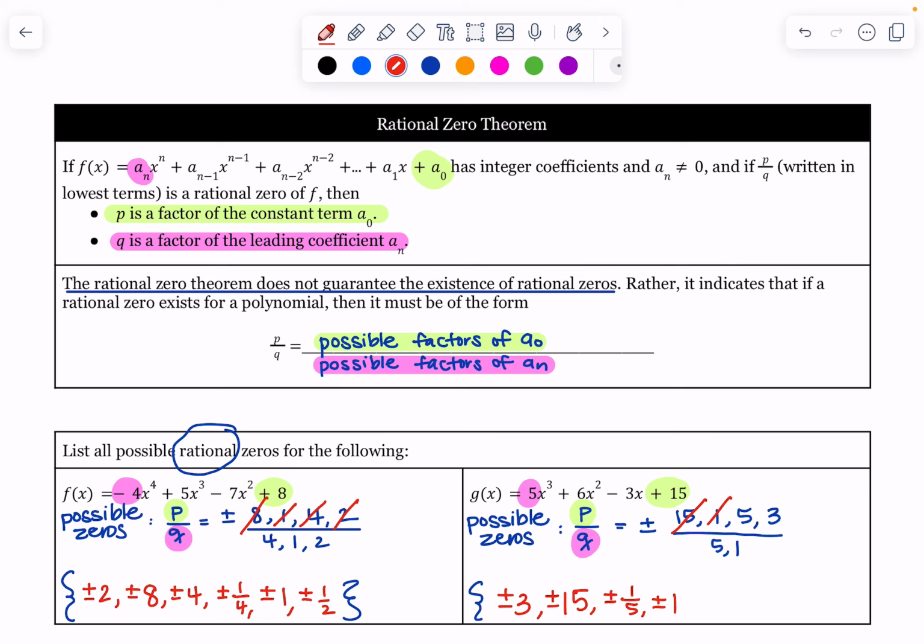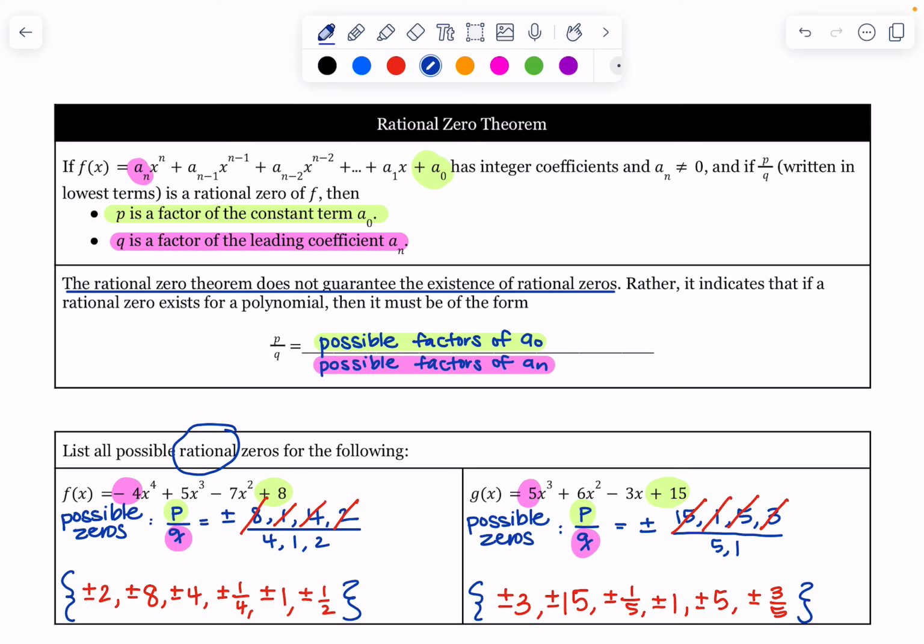And mark that off. Next, 5, we have 5 over 5 and 5 over 1, which would be plus or minus 1 and then plus or minus 5. Notice we already have 1, so I'm not going to rewrite it. And then lastly, mark off that 5. We have 3 over 5, so 3/5 we do not have, so we need to add that one. And then 3 over 1, we do have that, so we don't need to add it again. So let's erase that. Mark off our 3. We checked everything. We have all possible factors.